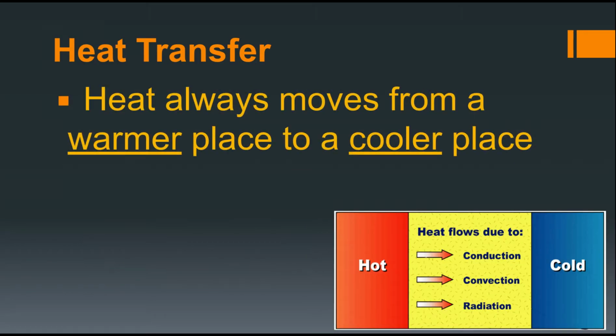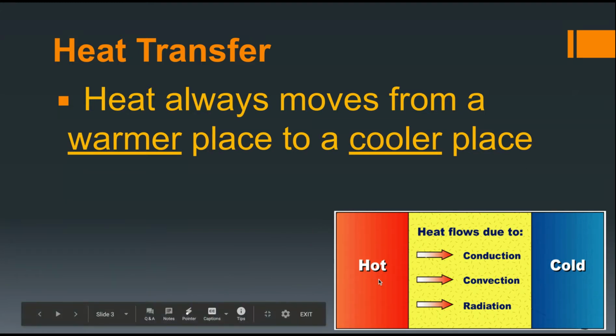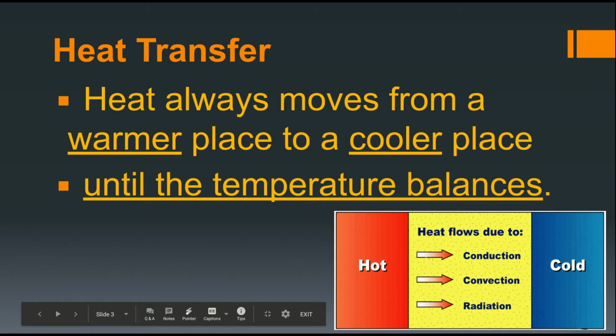Heat always moves from a warm place to a cool place. I like this chart here where it shows a warm area and heat is moving to a cooler area. And it does this by conduction, convection, or radiation, until the temperatures balance out.